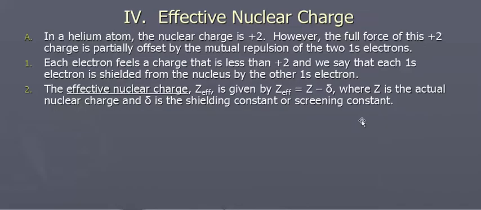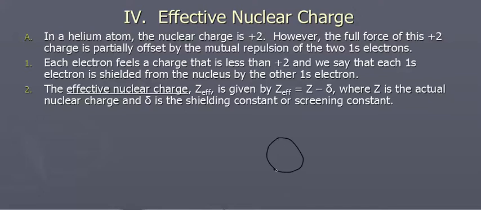Effective nuclear charge. In a helium atom, the nuclear charge is +2. There are 2 protons. However, the full force of the +2 charge is offset because the two 1s electrons repel one another. So each electron feels a charge that is less than +2 because of this repulsion. We call it a shielding effect. So the effective nuclear charge, Zeff, is given by Z minus sigma, where Z is the actual charge, and sigma is the shielding constant. We kind of draw a picture of helium here.